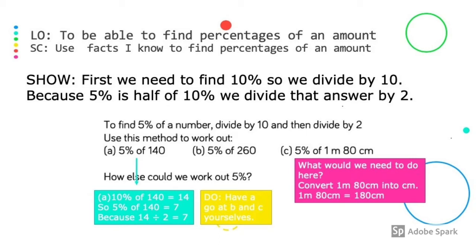Have a little look at C though. What would we need to do here first to be able to answer this question? You're going to need to convert 1 metre and 80 centimetres into centimetres. 1 metre and 80 centimetres is the equivalent of 180 centimetres. This will help you answer this question. Pause the video now and have a go at B and C yourselves. Remember, you're going to need to find 10% first and then divide this by 2.